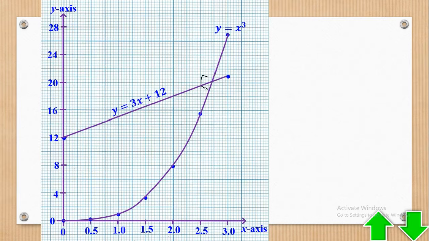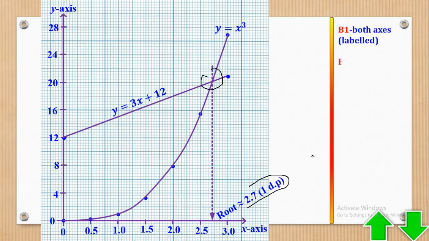So now we shall remember that the intersection is what gives us the root. So we shall look for that x value of the point of intersection, and the root will be 2.7. Remember, they want the value to 1 decimal point. So basically that's what they wanted.